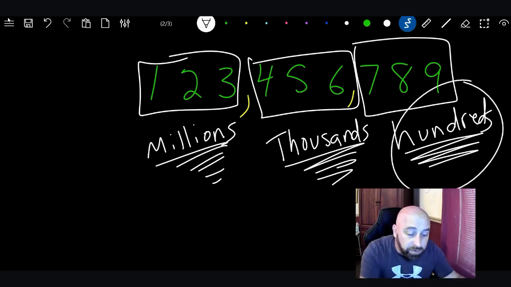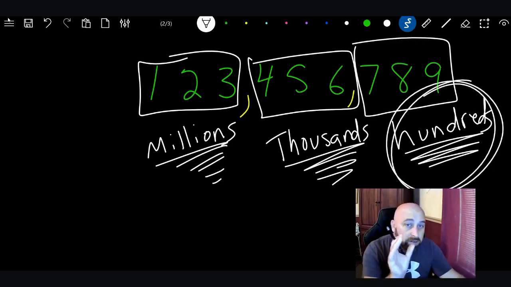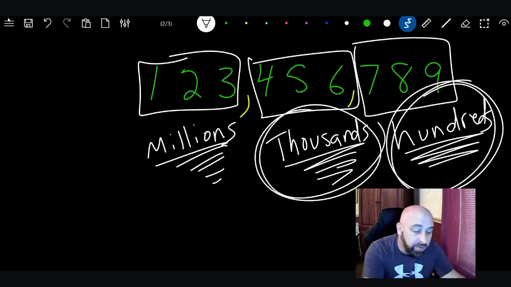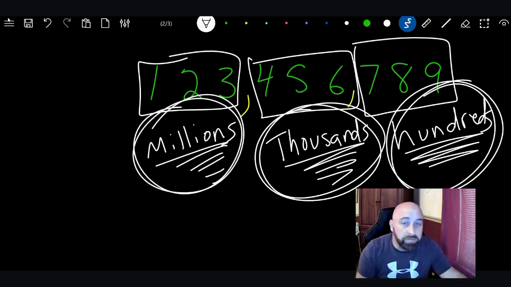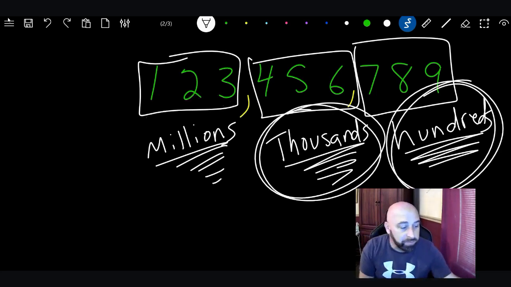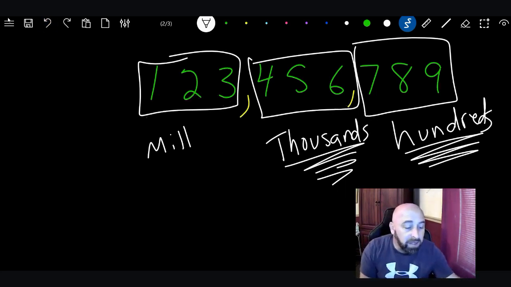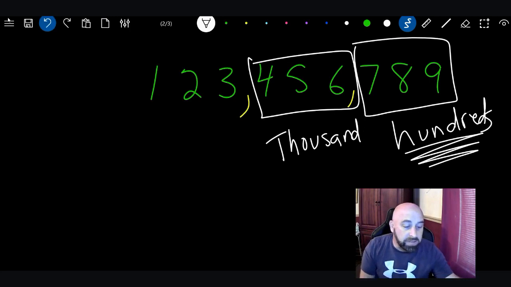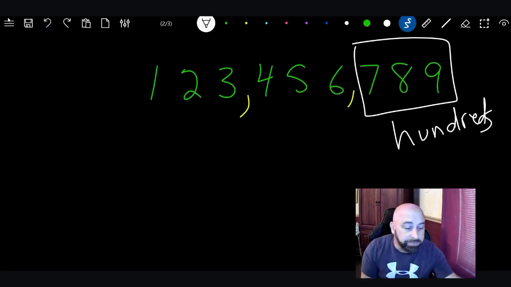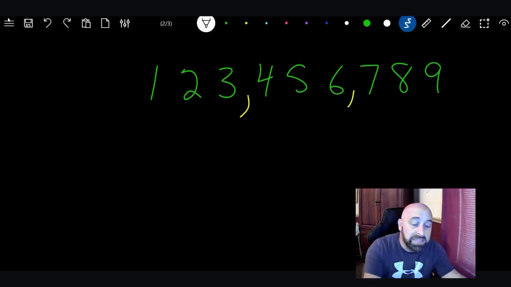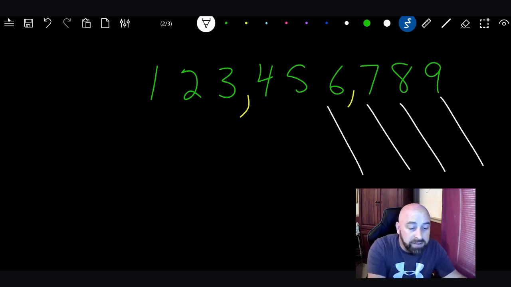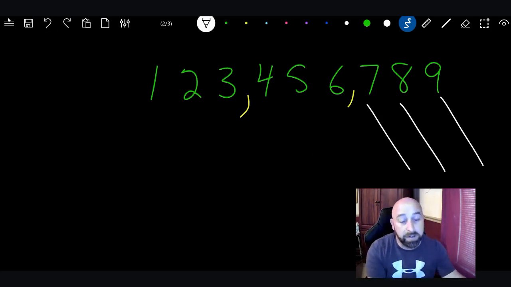This first group of numbers is in the hundreds grouping. The second group of numbers is in the thousands grouping. And the third group of numbers is in the millions grouping. Now, let's talk about that a little bit more in depth. Let's go back to the big number, and let's talk about inside of the hundreds group, what does each one of these mean? Because each number means something.